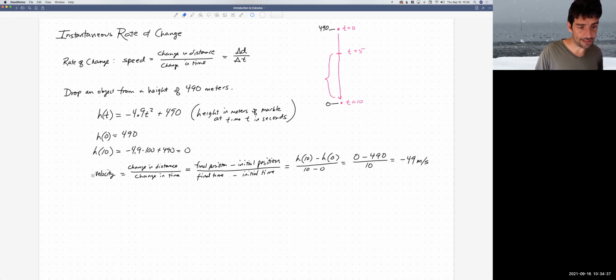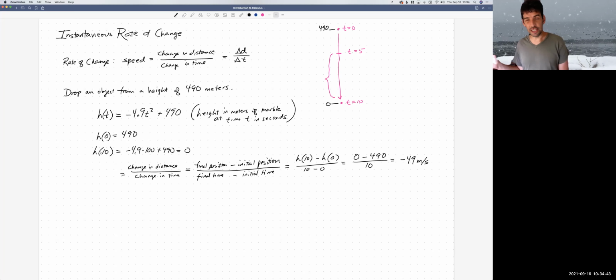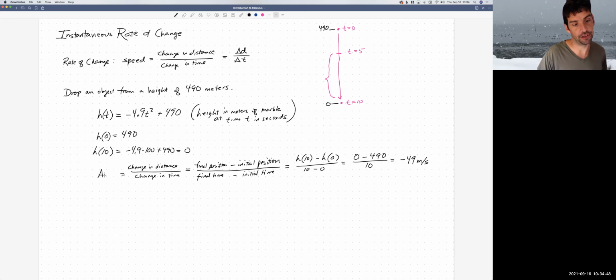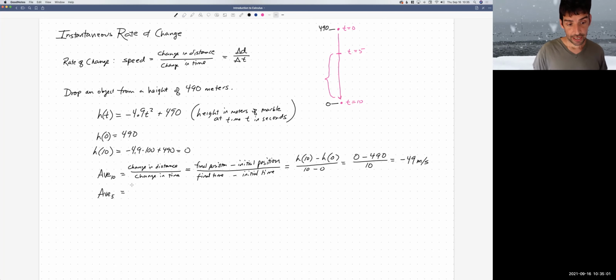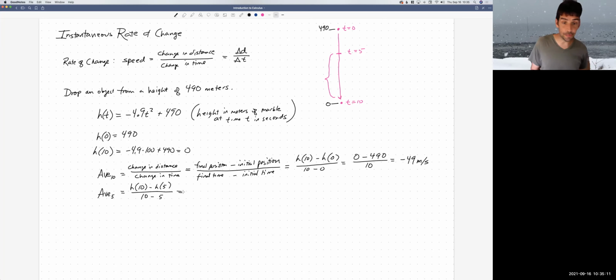So let's add some notation here for the size of this interval. All of the intervals I'm going to look at are going to end at 10 seconds. So I just need to know how big each interval is. So this was the interval over 10 seconds, the full trip. If we look at the interval from 5 seconds till the end of the trip, we're just looking at an interval of 5 seconds, right? And in this case, we're going to do h of 10 minus h of 5 over 10 minus 5, right? So that's the final position is still at the bottom at the end of this.